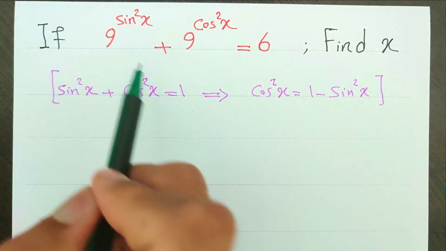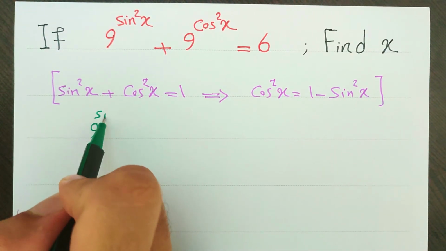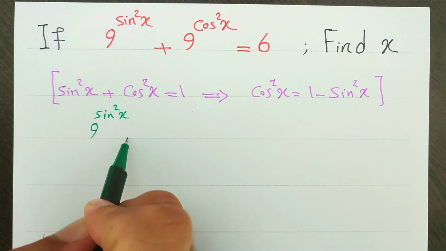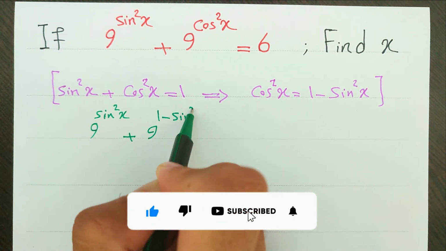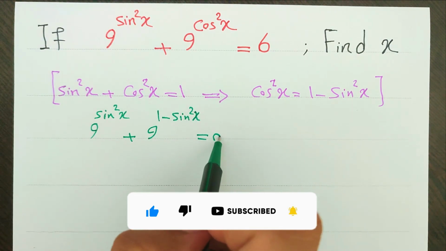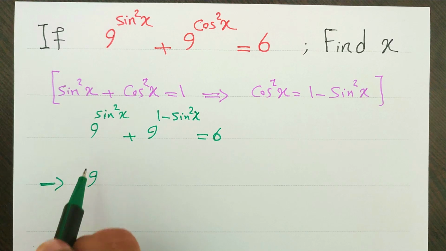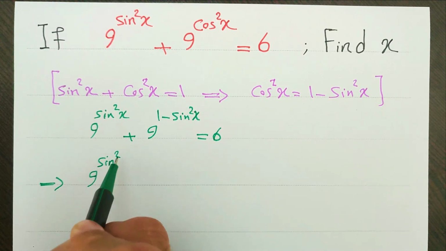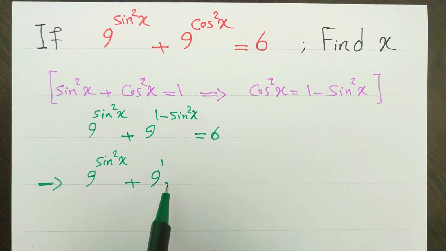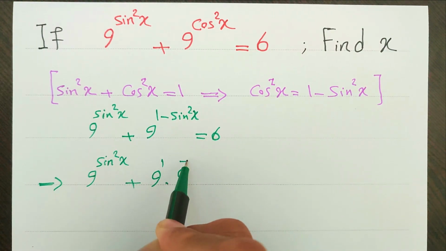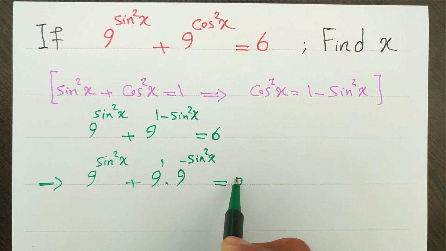Now let's substitute cosine squared x with 1 minus sine squared x in our original equation. 9 to the power of sine squared x plus 9 to the power of 1 minus sine squared x equals 6, which we can rewrite as 9 to the power of sine squared x plus 9 to the power of 1 times 9 to the power of minus sine squared x equals 6.